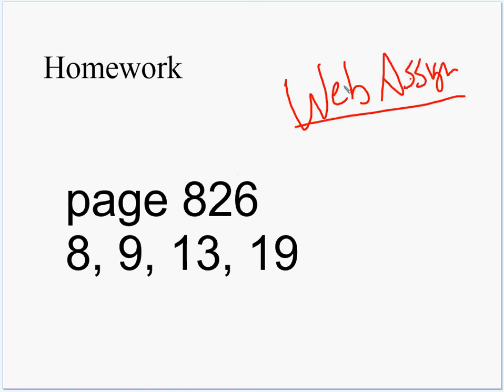The homework for this one is just 4 questions. This is on WebAssign. If you are having any issues on the WebAssign site or on computer in general, you can always go to this page in the textbook and do these 4 problems.